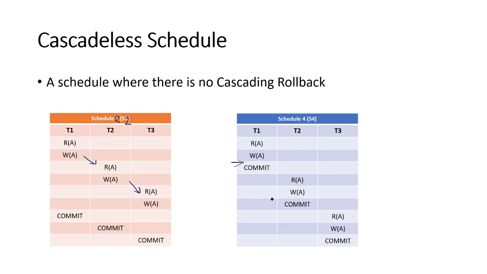Now, if T2 fails before commit, then what will happen? We need to roll back only T2. It will not affect T1 or T3. So by this we can remove the cascading rollback and create a cascadeless schedule by ensuring there is no dirty read problem.